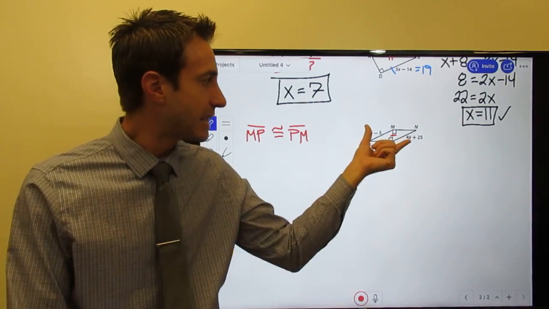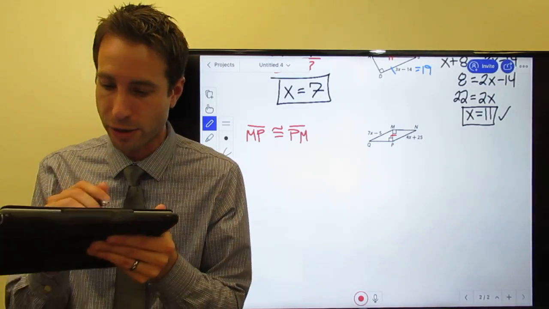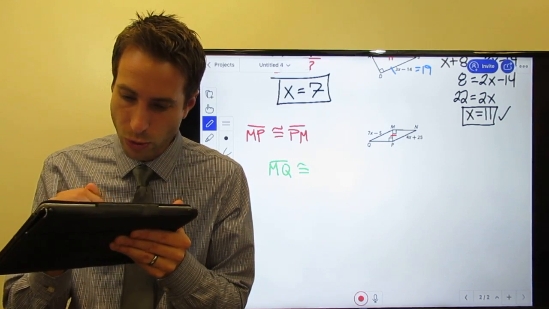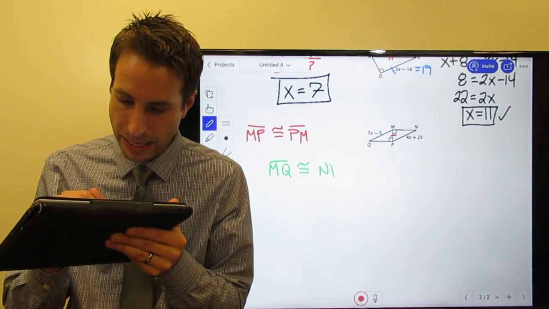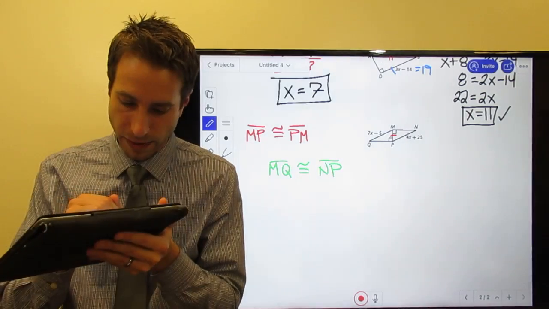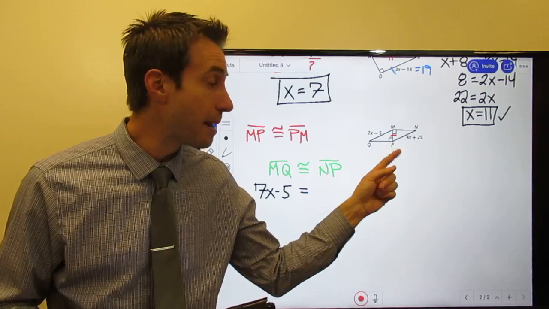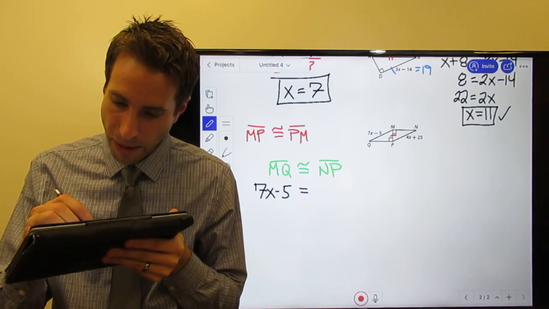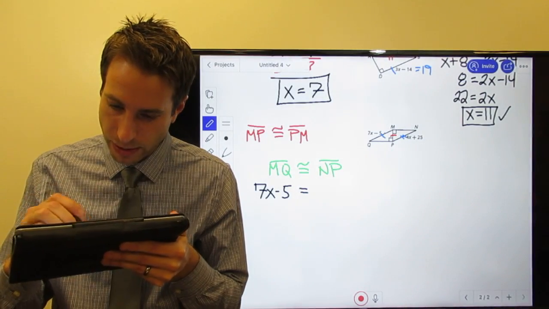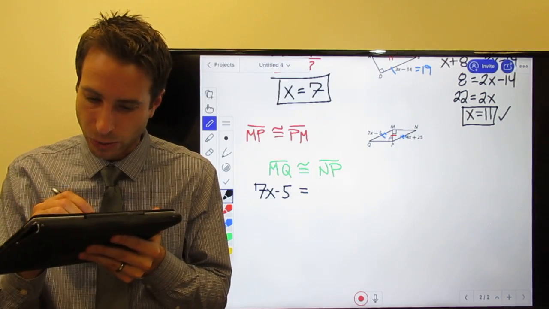Okay, great. I need the hypotenuses to be equal in order for the hypotenuse leg to work. So I need MQ to be congruent to NP. Well, let's do that. MQ, 7x minus 5. I need that to be equal to NP, the hypotenuses. I need these hypotenuses to be the same. I need them to be congruent for HL to work. So we set them equal to each other.